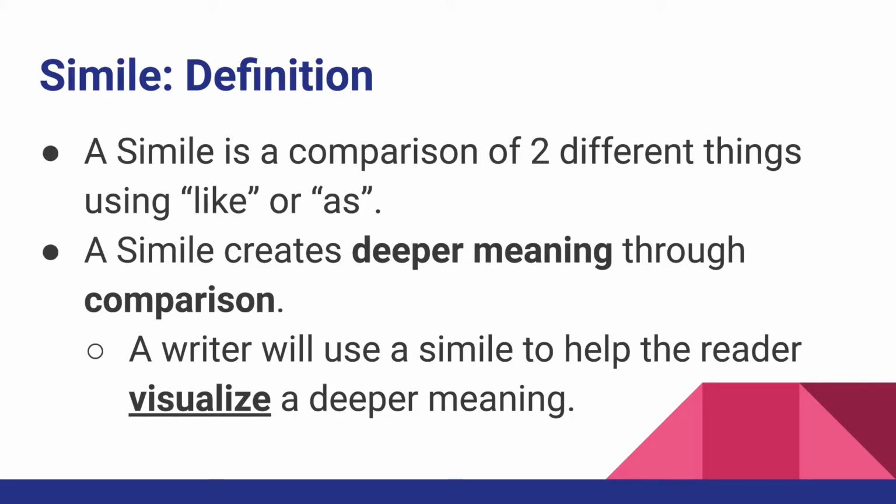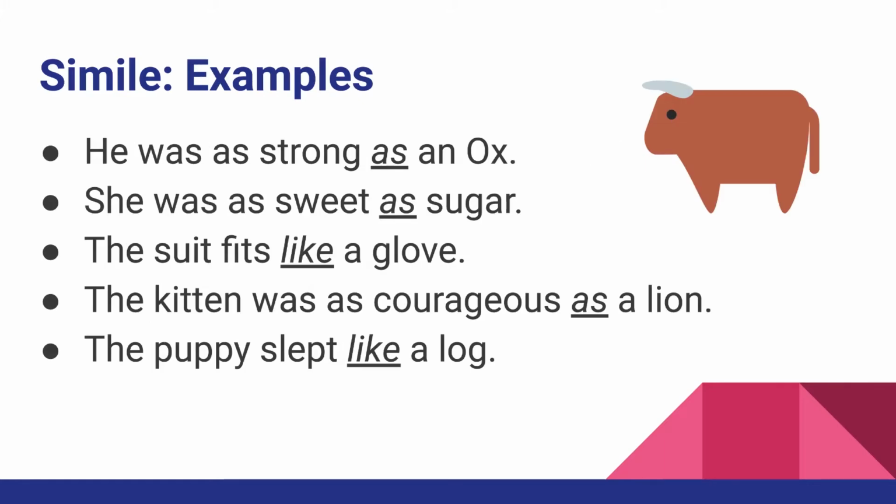Okay, so let's move on to the examples. So some of the more popular examples of similes are: he was as strong as an ox. She was as sweet as sugar. The suit fits like a glove. The kitten was as courageous as a lion. And the puppy slept like a log. So as you can see in all 5 examples, the word as or like is used, and that's key to using a simile.